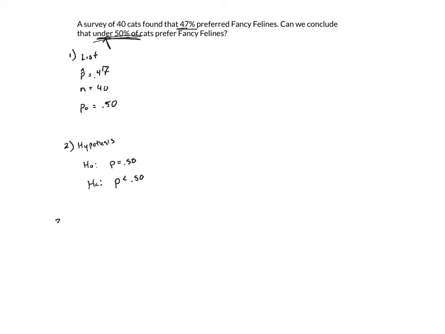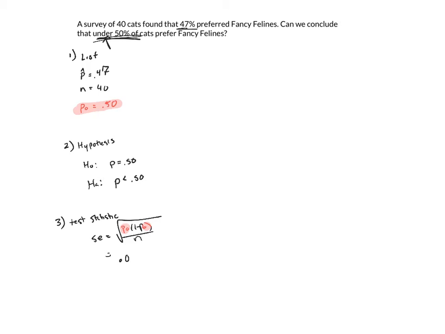Step 3 is my test statistic. When I go to calculate my test statistic, the first thing I need to do is calculate SE. SE is the square root of P naught times 1 minus P naught, all over n. When I plug this in, I need to pay attention that I'm plugging in P naught, which is 50%, versus plugging in that 47%.